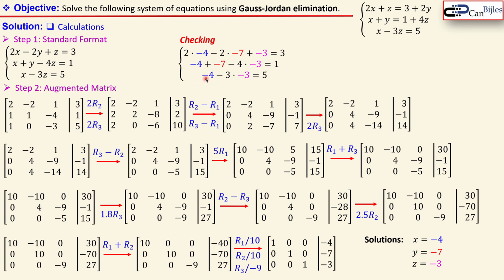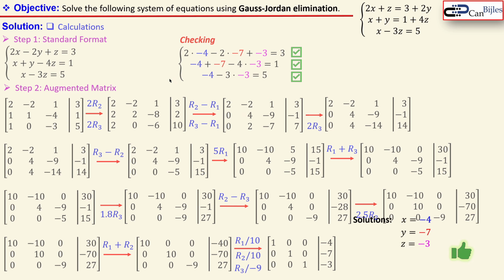And here you get minus 4, minus 3 times minus 3. This here is plus 9, minus 4 is exactly 5. So this is indeed correct. So we checked that our solutions are indeed correct by substituting these values in these equations.